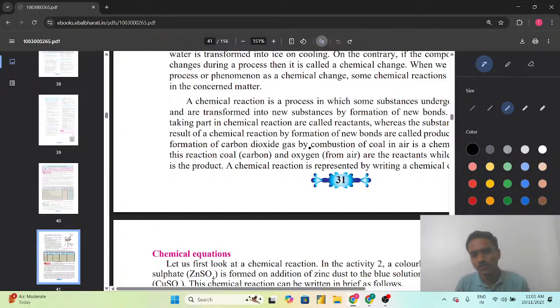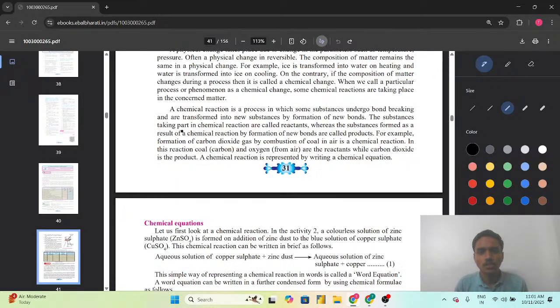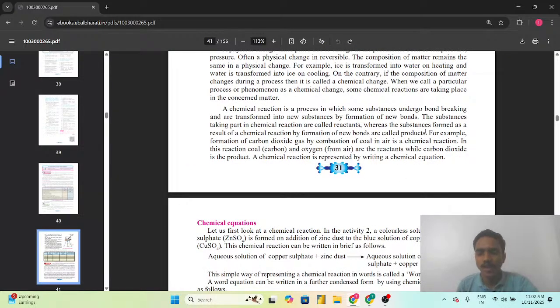The substances taking part in the chemical reaction are called the reactants, whereas the substances formed as a result of a chemical reaction by formation of new bonds are called the products. We have to remember that the substances which take part in the chemical reaction are called the reactants, and the result which we get after performing the chemical reaction is called the products. So this we have to keep in mind.